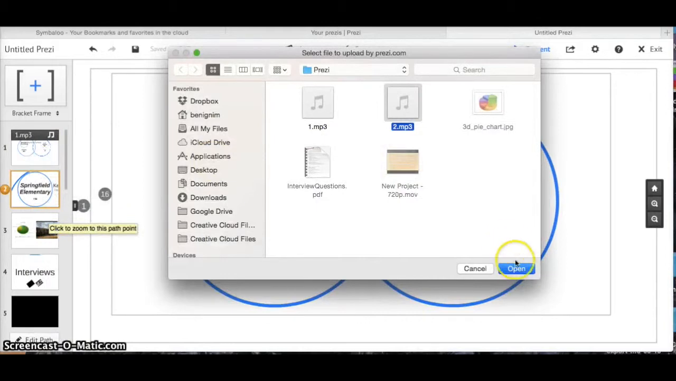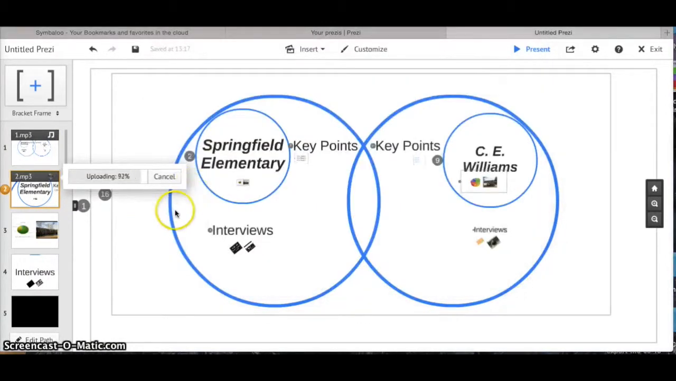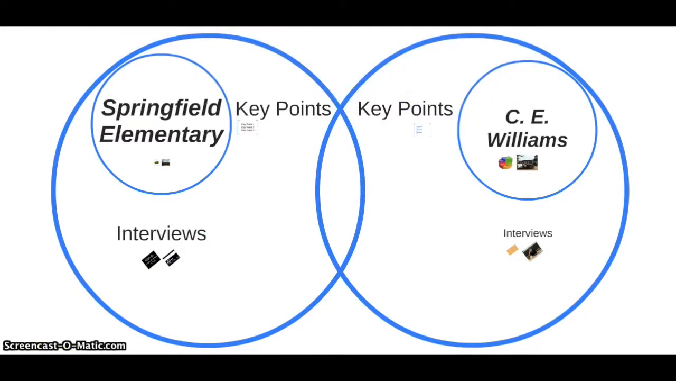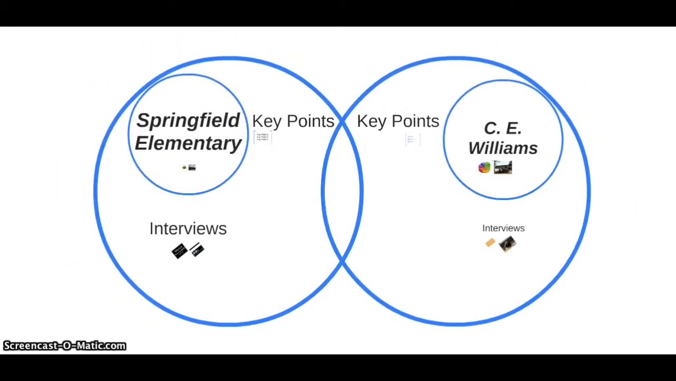I'll add my second one. It uploads. We say Done. So I'll just continue throughout the process. So now when I come back and I do Present, you'll notice that there's a play button down here in the lower left corner, and when I click on it, it auto-controls it based on my voiceover.